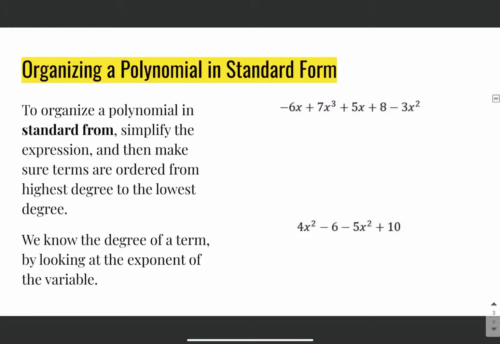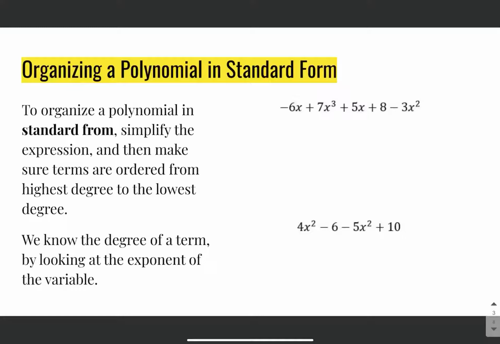So first thing we need to do is recognize how to organize a polynomial into standard form. Now we're going to talk broadly about polynomials in standard form, but then get down specifically to quadratics. So let's take a look.